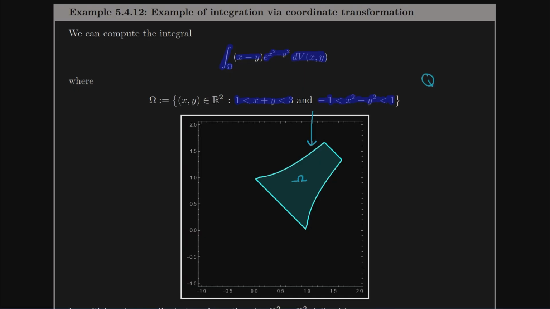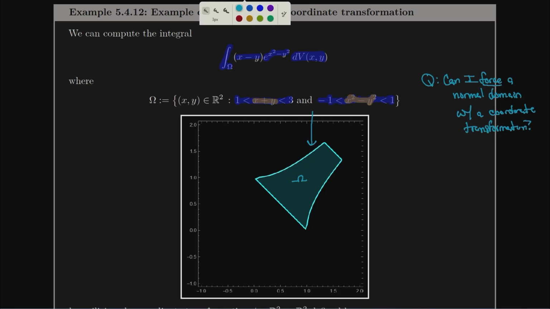So big question: can I force a normal domain with a coordinate transformation? And the answer is yes, I definitely can, because what do I see here? I see x plus y, and I see x squared minus y squared, but of course x squared minus y squared is really just the difference of squares, so that's going to be x plus y times x minus y. What do you know? This x plus y thing is showing up a lot.